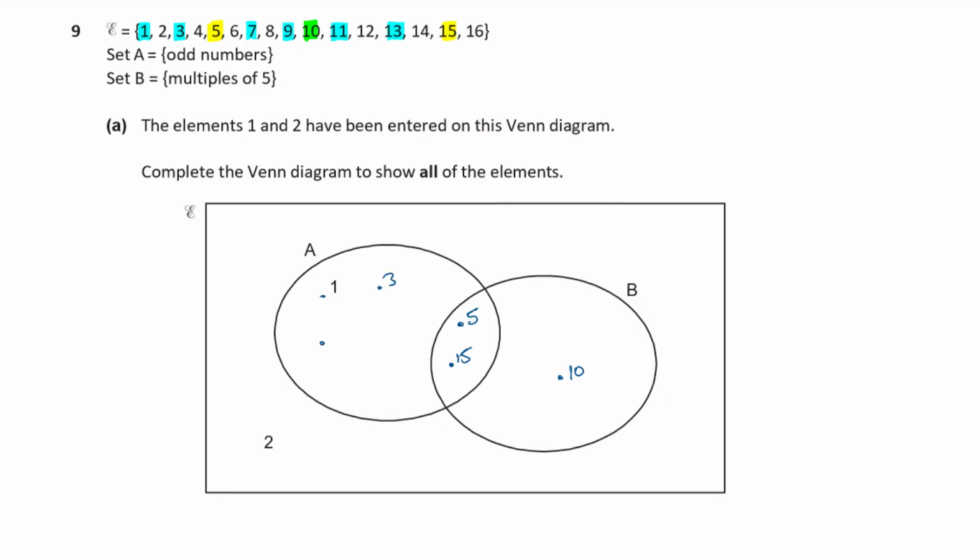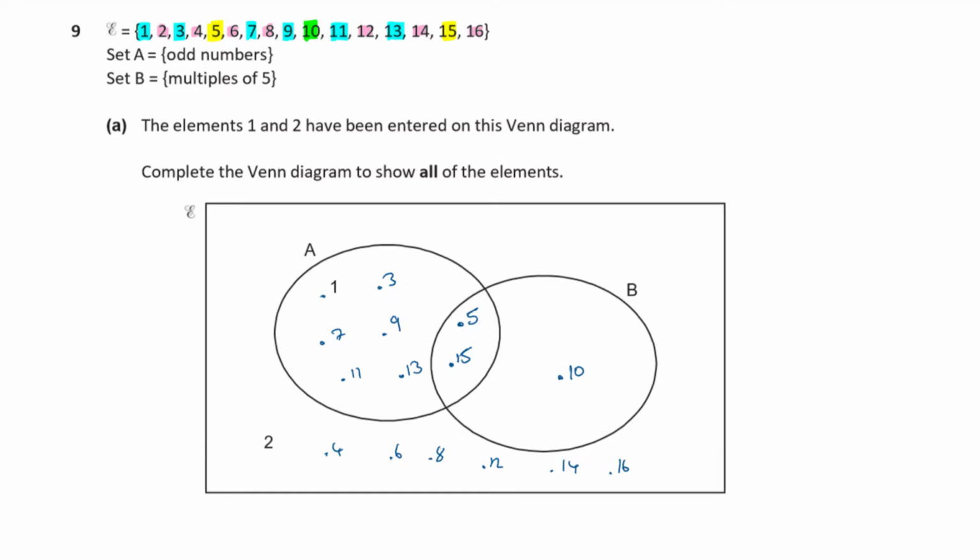Let's add the 3, the 7, the 9, the 11, and the 13. Okay, and then the remaining ones are going to be sitting outside the set. Now we've already got the 2 showing outside the set, haven't we? But then we need to add the 4, the 6, the 8, the 12, the 14, and the 16. They're all going to be floating around outside the circles. So we're going to add the 4, the 6, the 8, not the 10, the 12, the 14, and the 16.